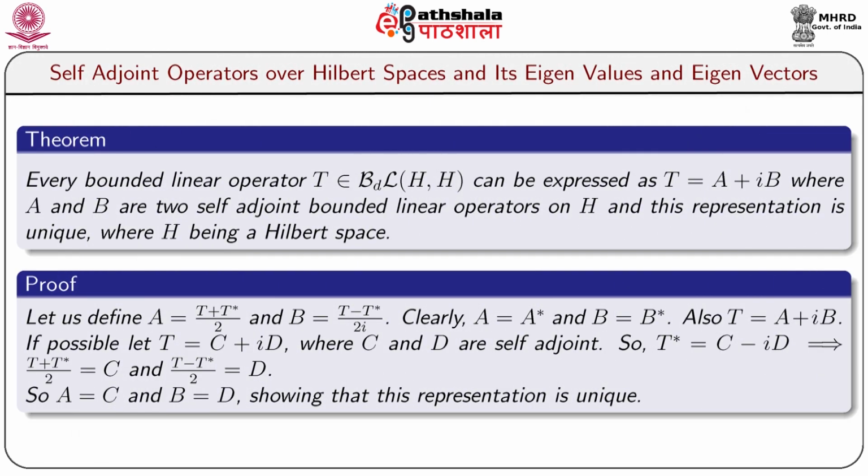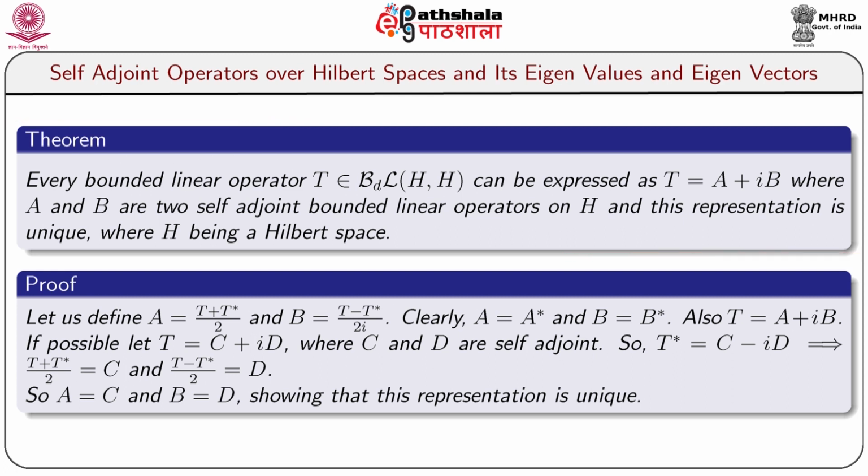In this connection, let us take a theorem. Every bounded linear operator T belongs to B(H) can be expressed as T = A + iB, where A and B are two self-adjoint bounded linear operators on H, and this representation is unique, where H is a Hilbert space.